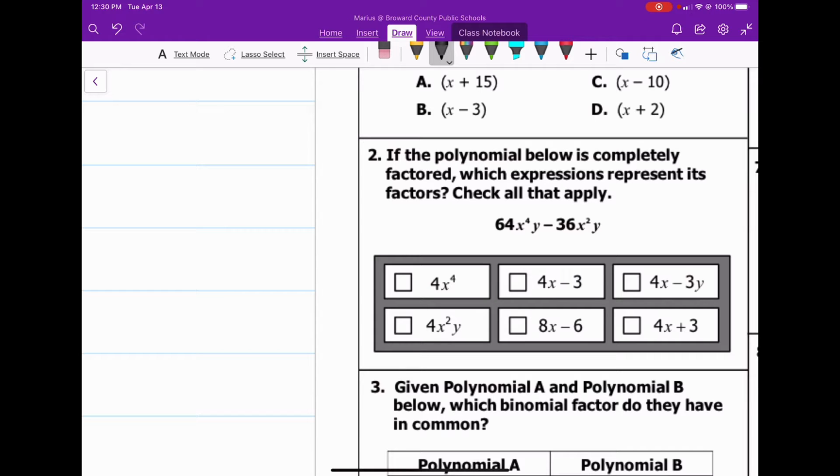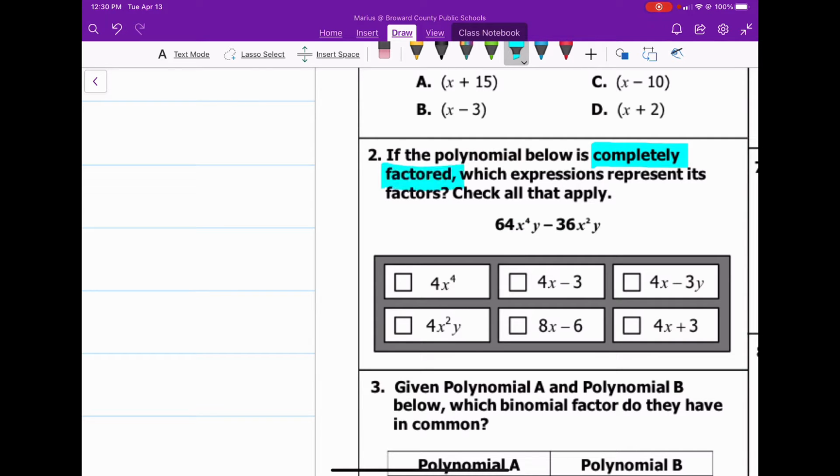Today we're going to do another review question about quadratics. We're going to take a look at number 2. Number 2 reads, if the polynomial below is completely factored, which expressions represent its factors? And it says check all that apply. Now the main thing we need to stay focused on is completely factored.